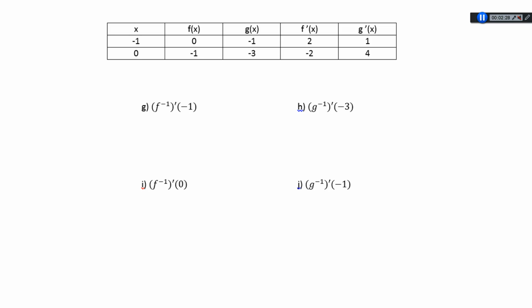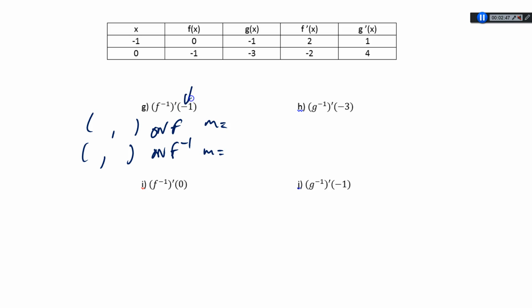Start out with a table. Excuse me. It's trying to find f inverse prime of -1. Okay, so some point is on f. Some point is on f inverse. And we're going to find the slope for each one. Okay, so we want f inverse prime of -1.